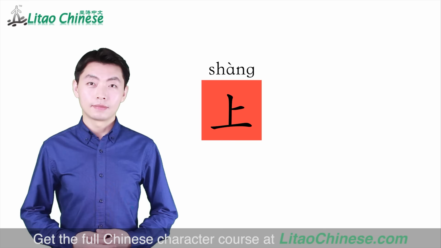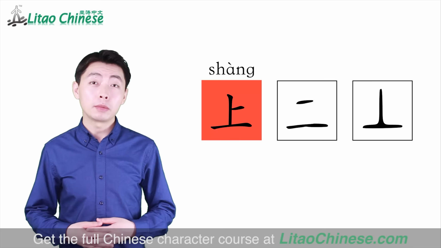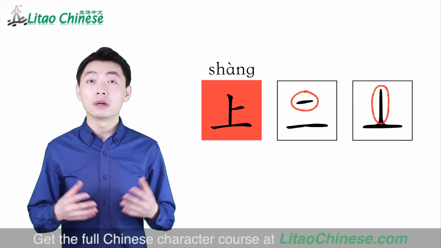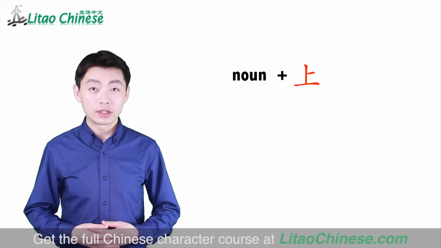This character is 上, and here are two ancient versions of the character 上. Ancient Chinese people add a short horizontal line or a vertical line over a long horizontal line to indicate the meaning of above in position. The character 上 can be used after a noun to say above, on top of, or on the surface of.